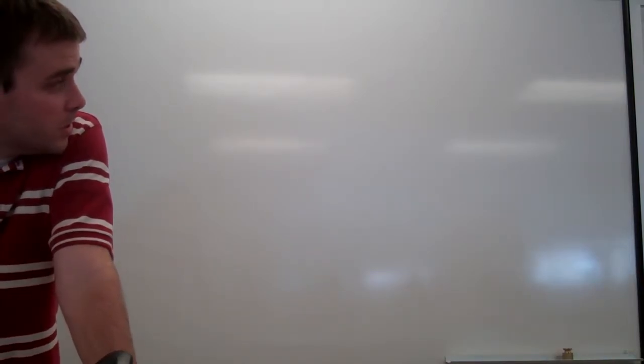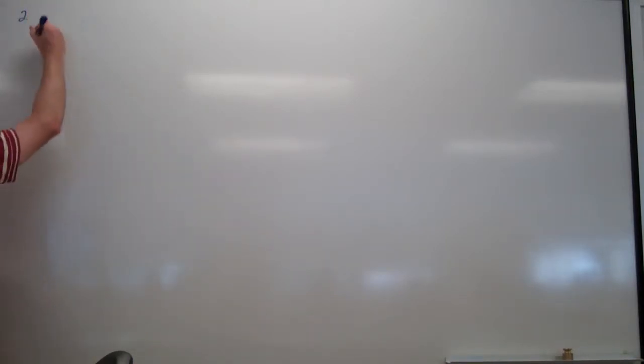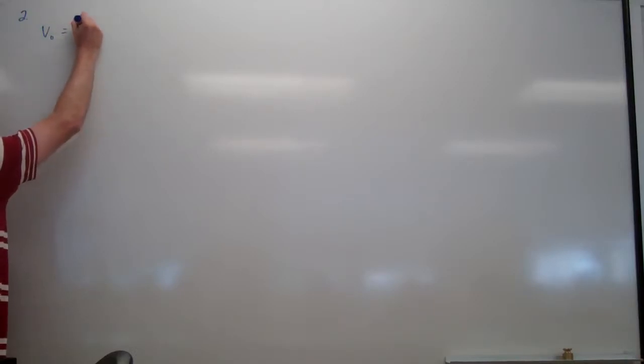Number 2. Ball is thrown up with initial velocity of 13.9 meters per second. What is the highest point the ball reaches? So which set of equations are we using here, the blue ones or the green ones? Green ones because we're dealing with free fall and vertical motion. So what do we know? Initial velocity is 13.9 meters per second.